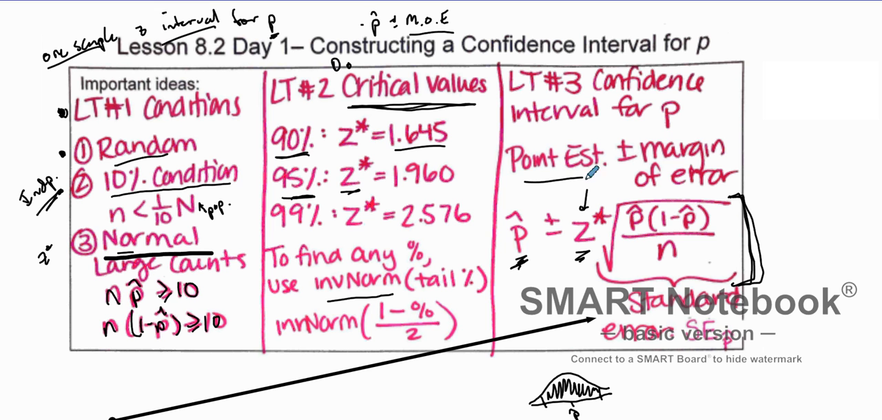We need a point estimate. We find our margin of error by finding a critical value and our standard error, which is really just a standard deviation when we have a p. We set that up and then conclude what we find.